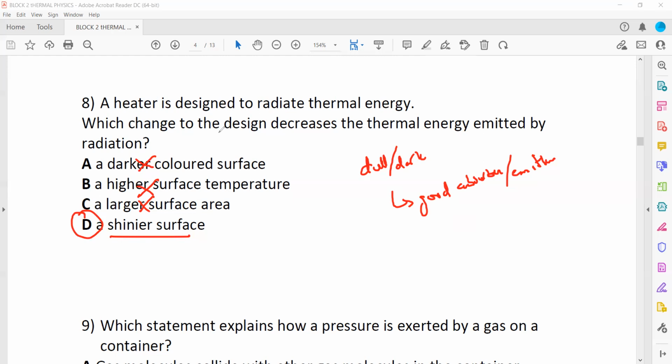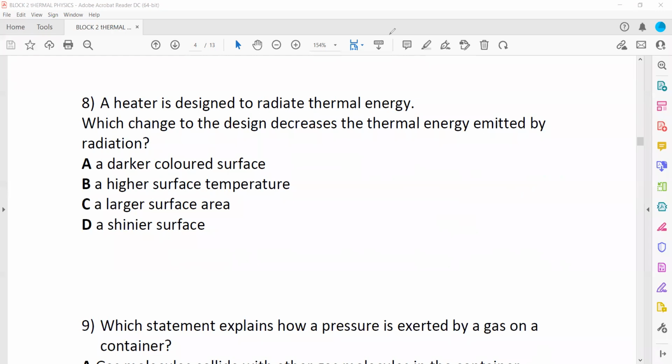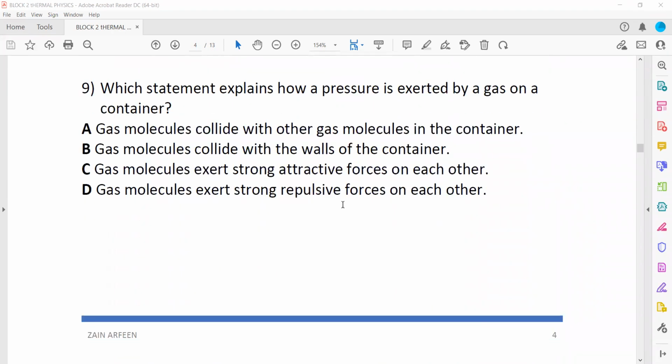Because the question asks which change in the design decreases the thermal energy emitted by radiation. Shiny surfaces do not absorb too much energy, so they will reflect most of it. As a result, the thermal energy which is emitted out will decrease.